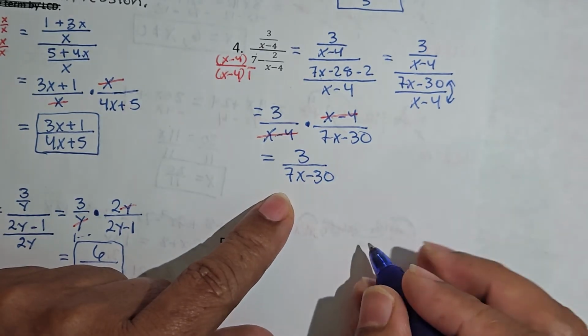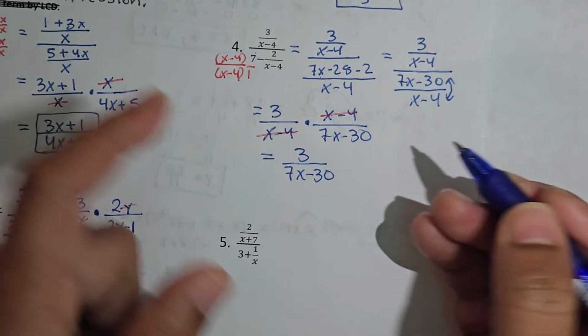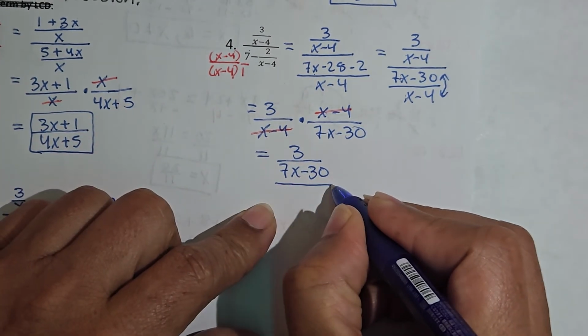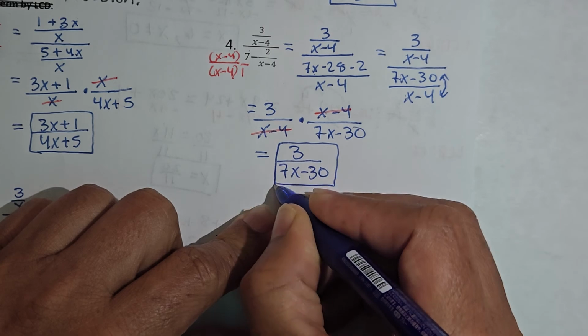Now this one, there's no GCF because 7 is a prime number and it doesn't go into 30 evenly. So then I'm going to box in my answer. And again, we're not listing restrictions today.